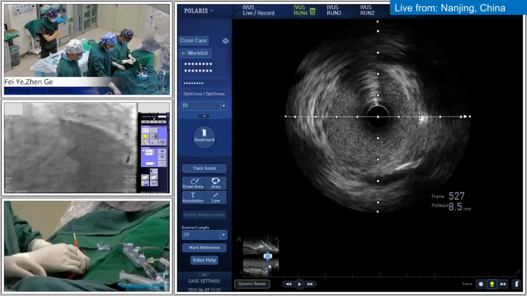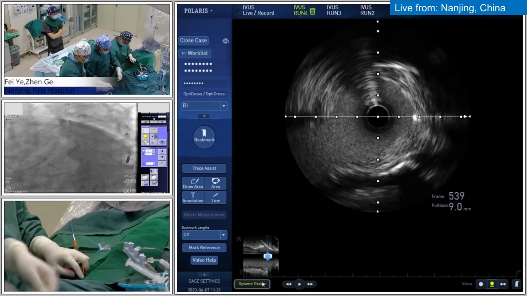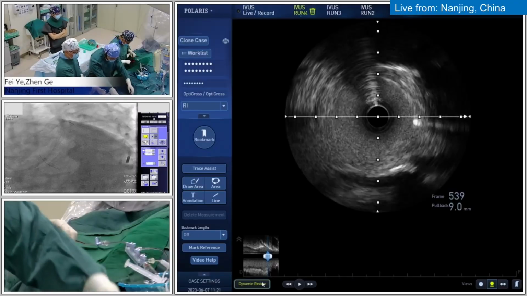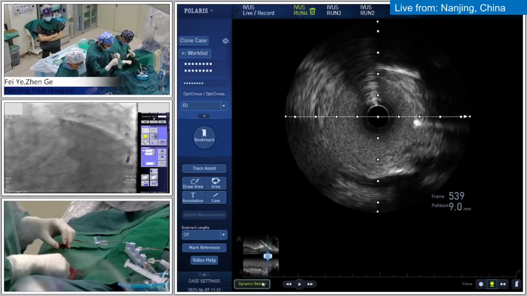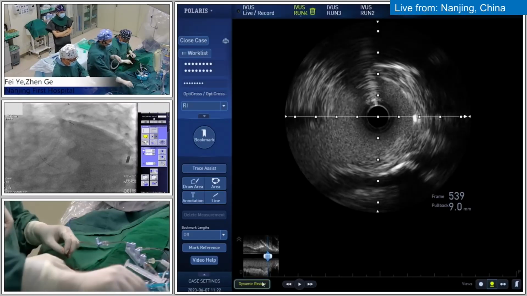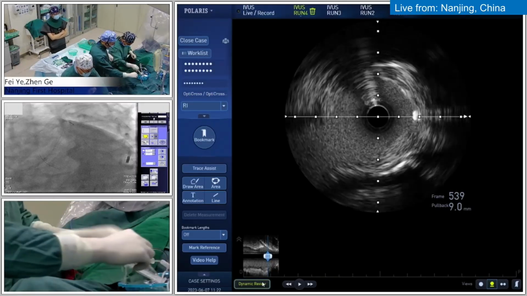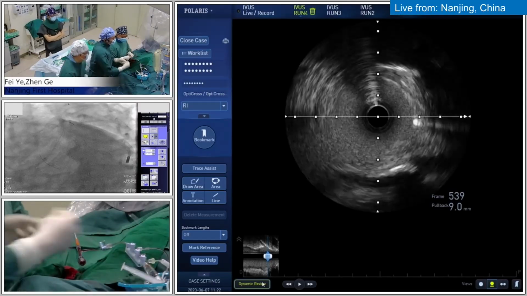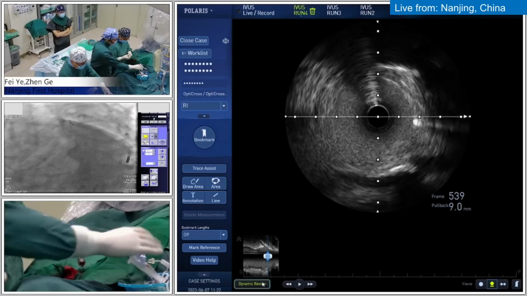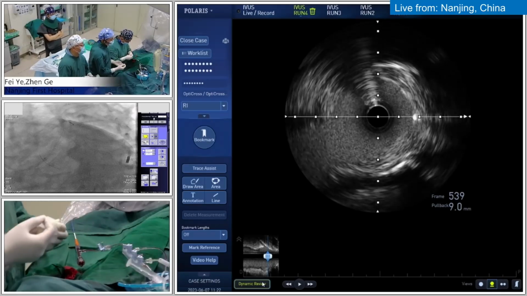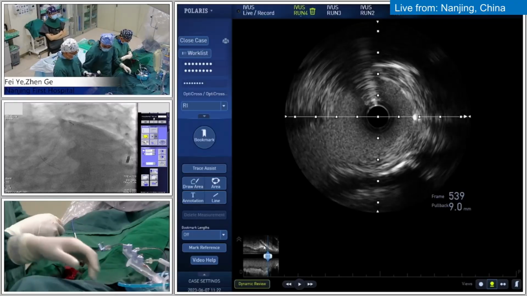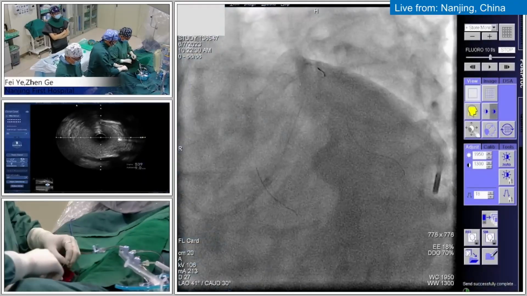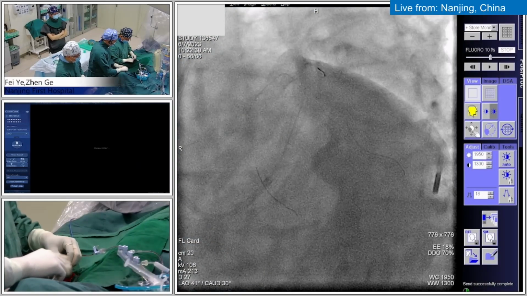So, summary for the IVUS detection: we can see the ostial circumflex and ostial ramus were nearly normal. How to protect the side branch? We don't want to touch the ramus, which means we don't want to stent in the ramus and the circumflex. So, Dr. Ge, one-stent technique is your choice? Yeah, because based on the IVUS results, the ostium of the circumflex and ramus is normal. So I just want to use the wire to protect these two side branches.